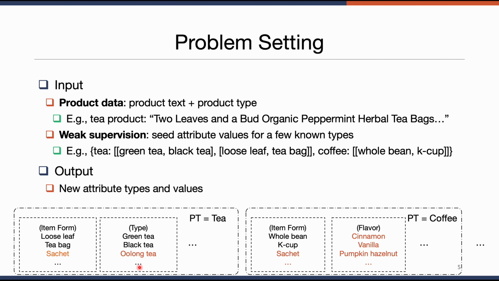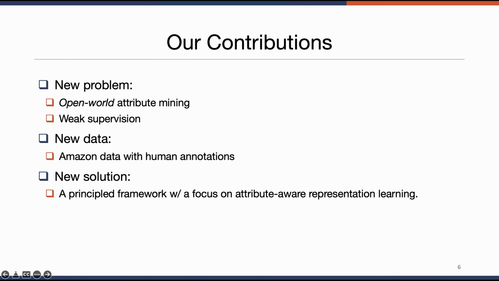So looking at the example here, for those attributes with seed value, for example, the item form and type of tea products, we want the model to find more values for those attributes. And what's more, we want the model to be able to discover new attributes. For example, we want the model to discover flavors of coffee products. Working on this new problem, we collected our own data, and we open source that data. And we also designed a framework which is very different from those NER-based framework designed for product attribute mining. We have our focus on an attribute-aware representation learning process.